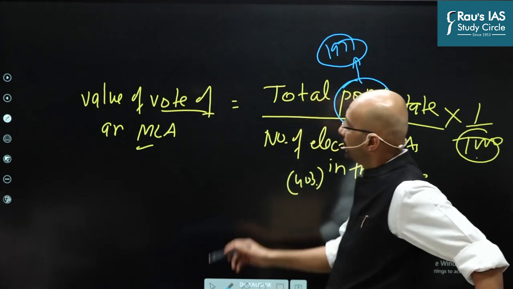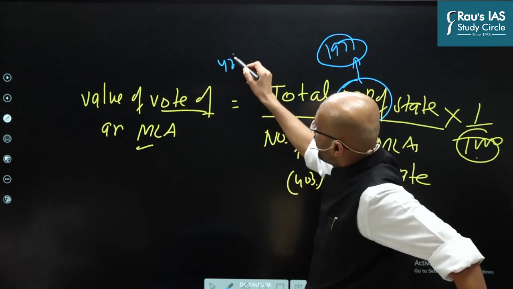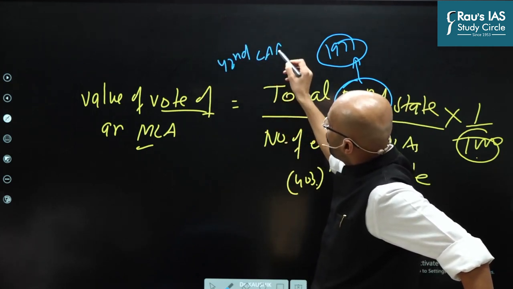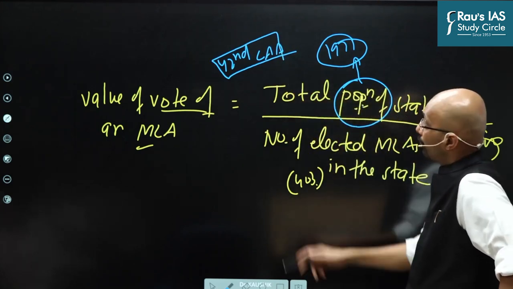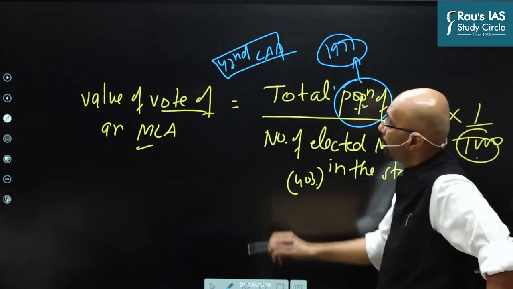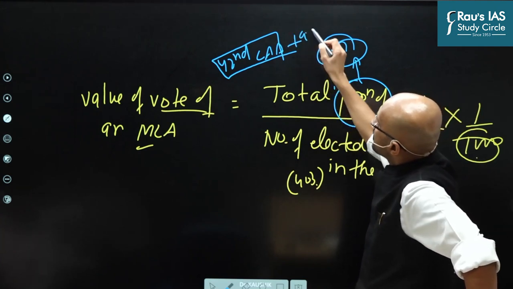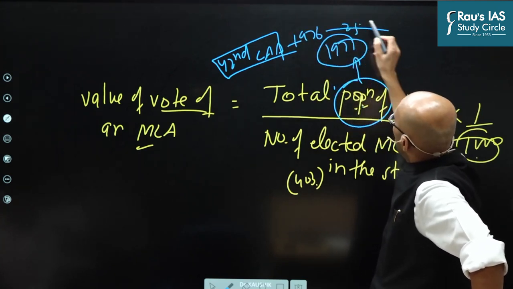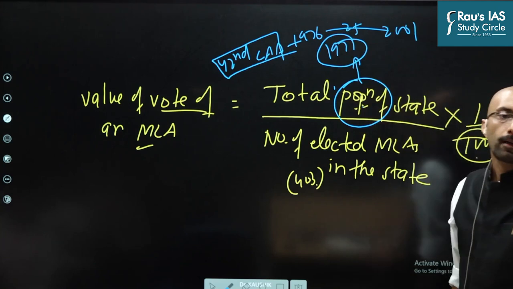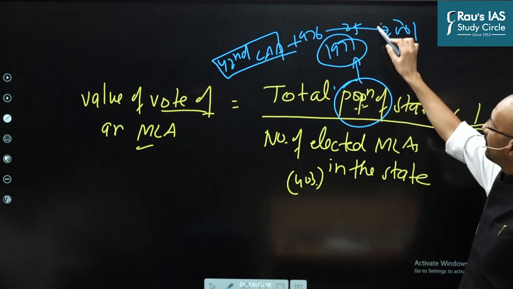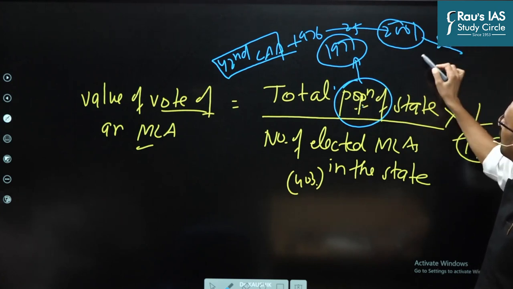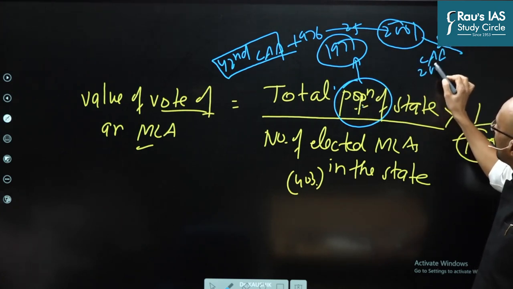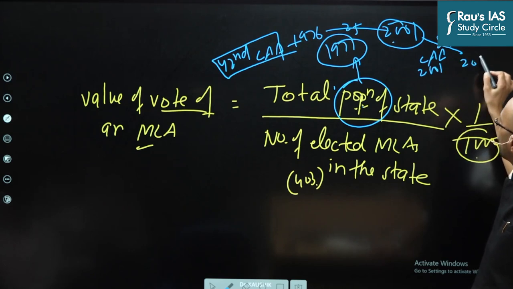Population control, correct. So by the 42nd amendment, we not only froze the delimitation exercise, but also the value of vote of MLAs in the election of the president for how many years? 1976, for 25 years till 2001. And in 2001, when Vajpayee ji was the prime minister, he brought the 84th amendment, and he further froze it till 2026.